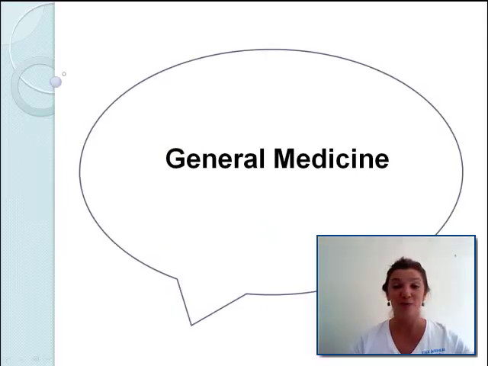In this section of general medicine, we will be looking at mainly the gastrointestinal tract and the terms associated with that. We will be looking at root terms, suffixes, and lots of conditions associated with general medicine and investigations too. So let's get going.